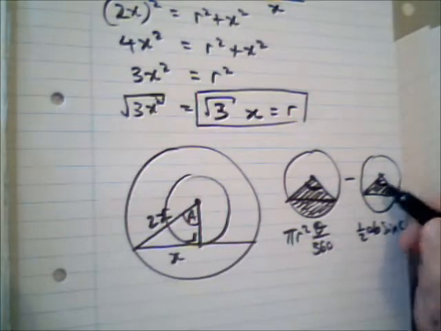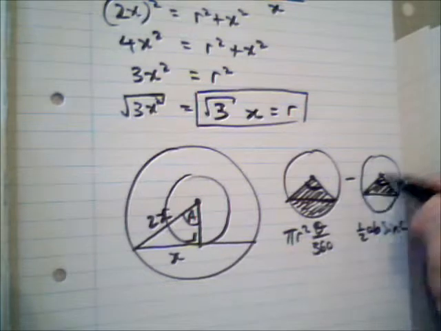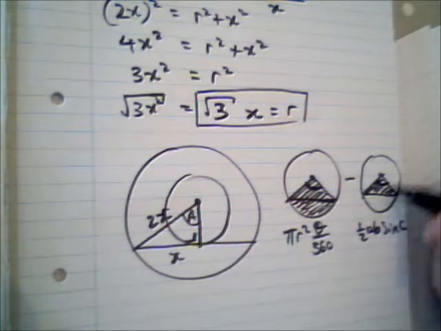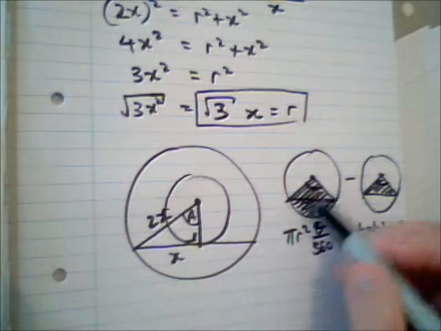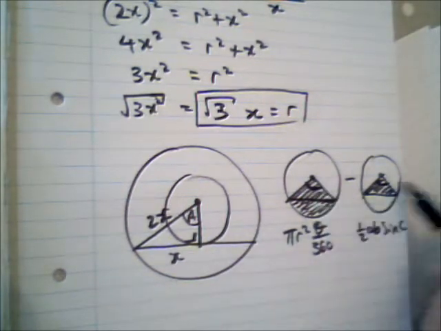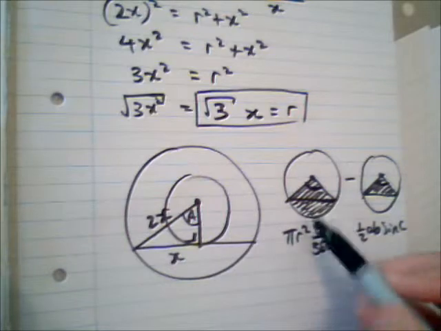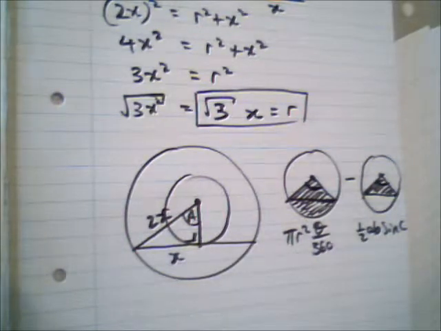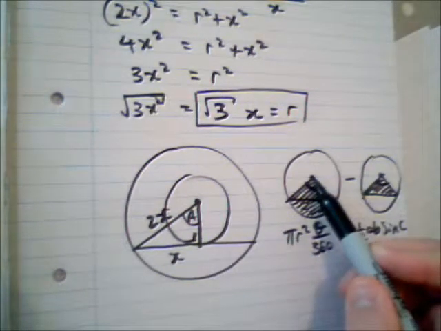So again, once we know that angle, we can find the area of the triangle. Once we know that angle, we can find the area of the sector, and the sector take away the triangle is that little bit down there, which is the bit that we're looking for in this question. So that's why we're looking for that angle.